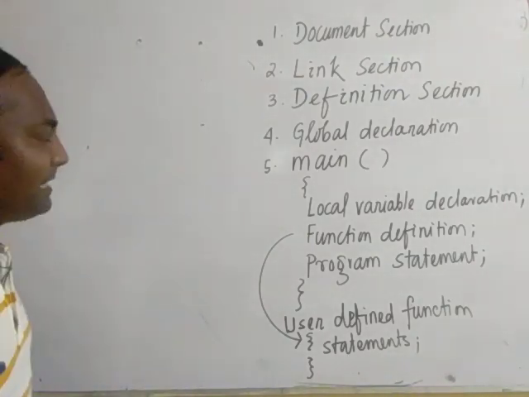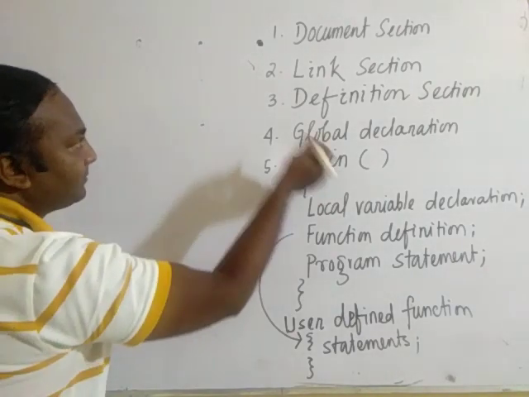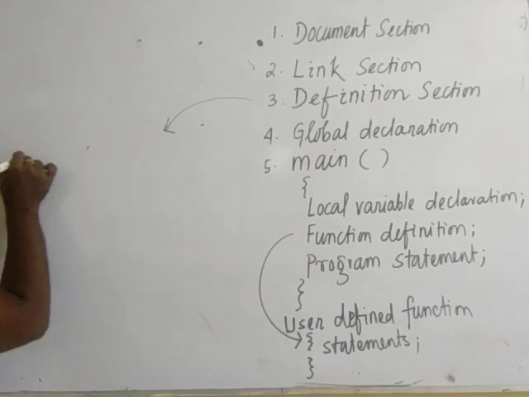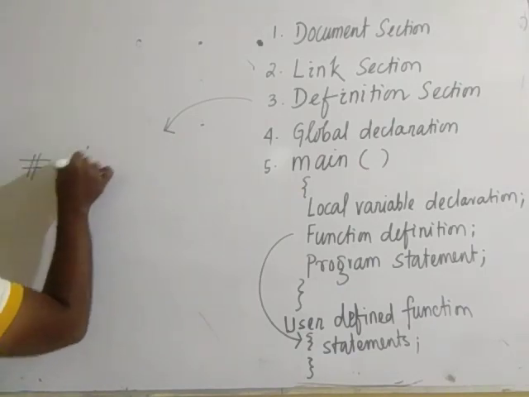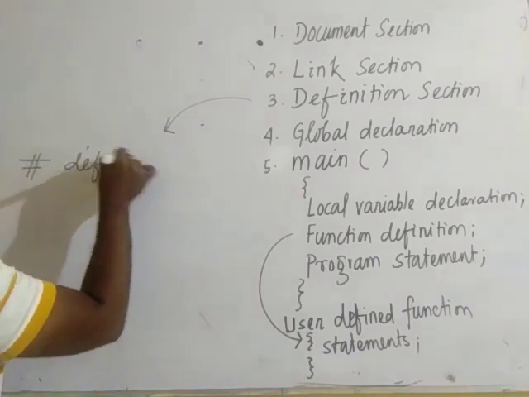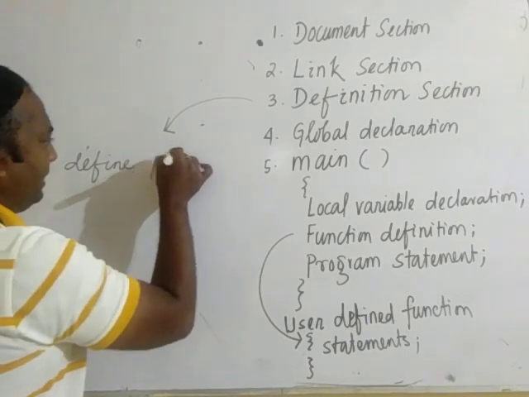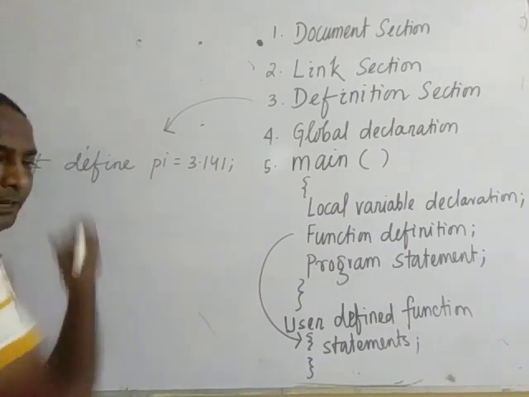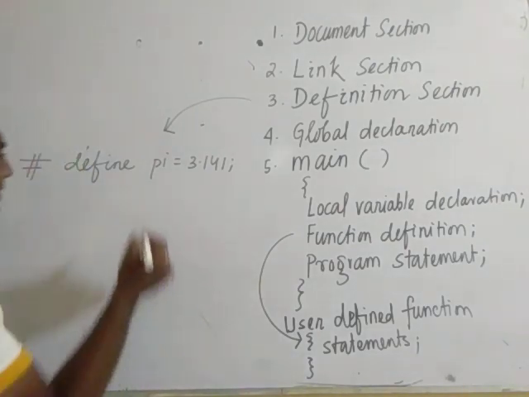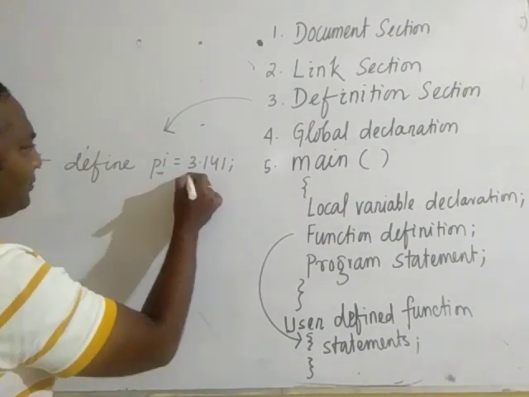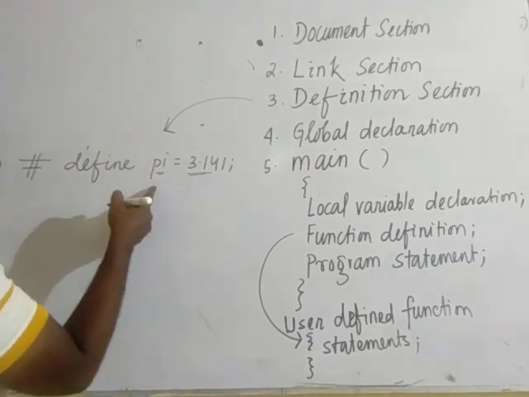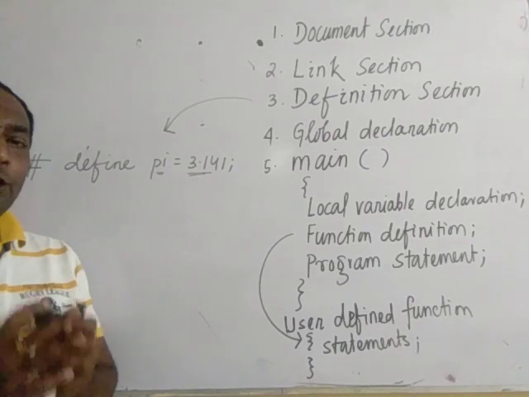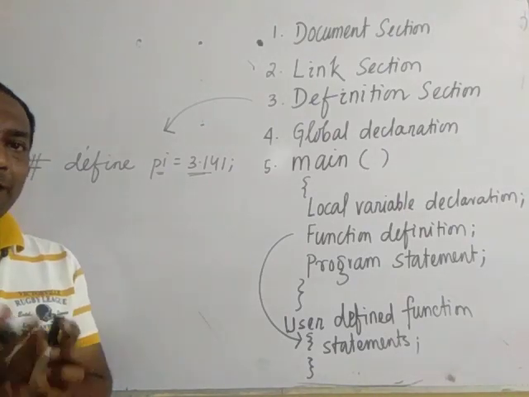The third part is the definition part. For example, define pi is equal to 3.141. So I will define this. Pi is a variable whose value is this. It is a constant value which will be used throughout the program. Its value will not change. Throughout the program, the value will be the same.